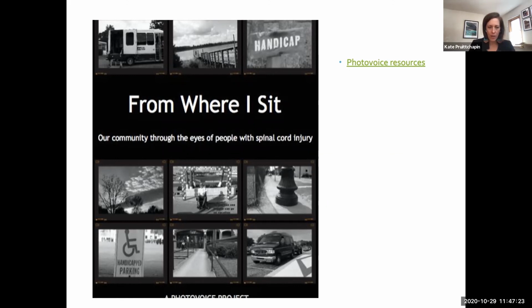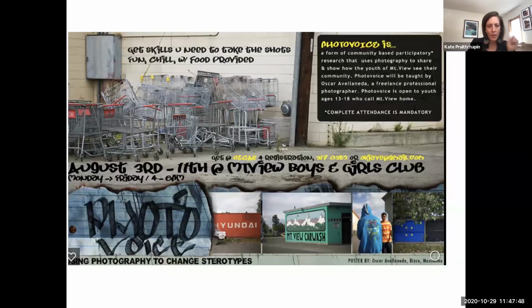This is from the view of someone with a spinal cord injury. So, our community through the eyes of people with spinal cord injury. Being able to accompany this, to think about with policymakers, having them really understand the experience can be really powerful in addition to the other data. This is one with kids, right? Talking about an after school program with kids.